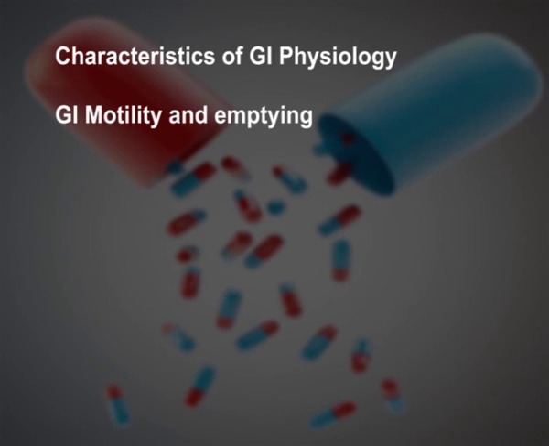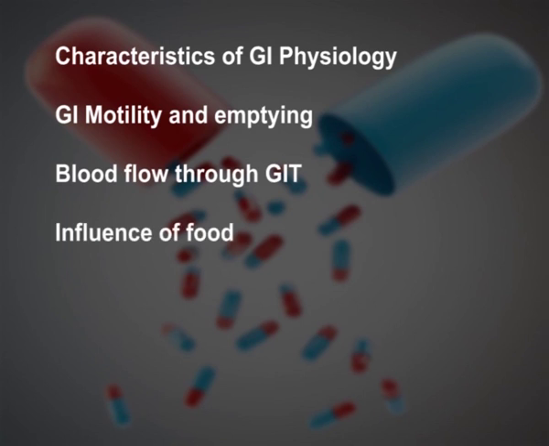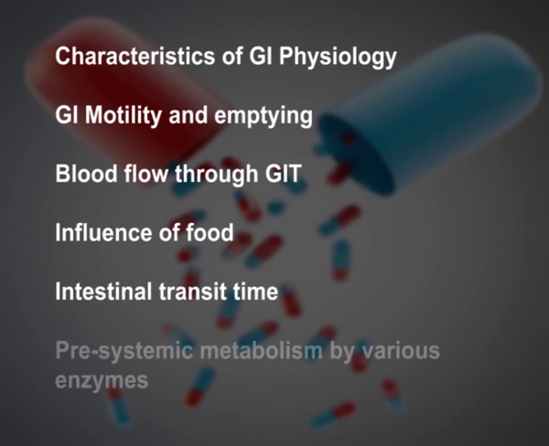Second is GI motility and emptying. Third one is blood flow through GIT. Fourth one is influence of food. Fifth one is intestinal transit time. Sixth one is pre-systemic metabolism by various enzymes.